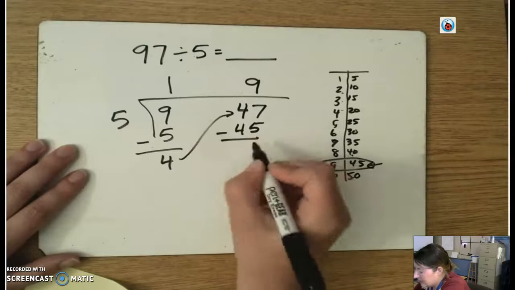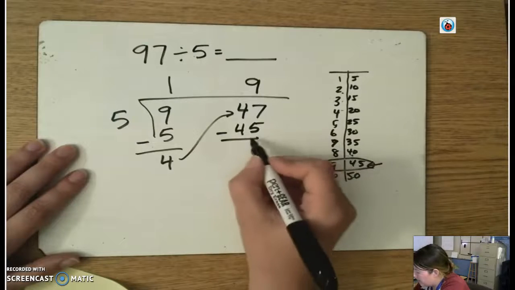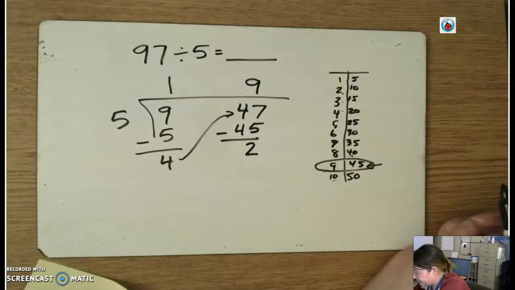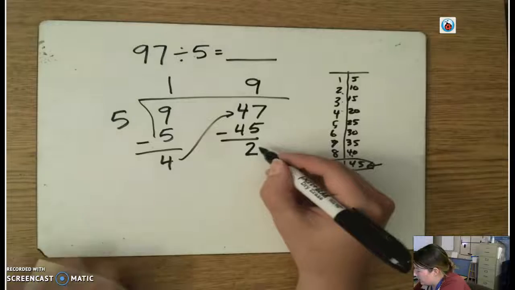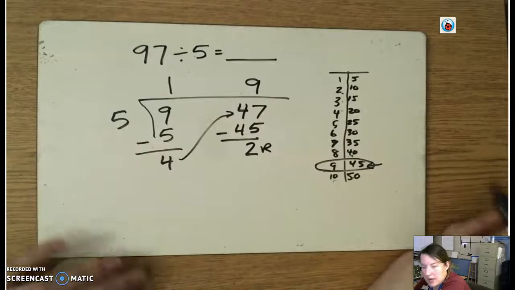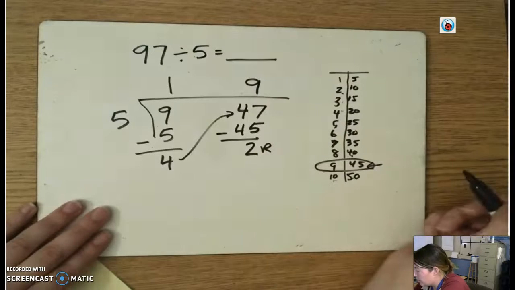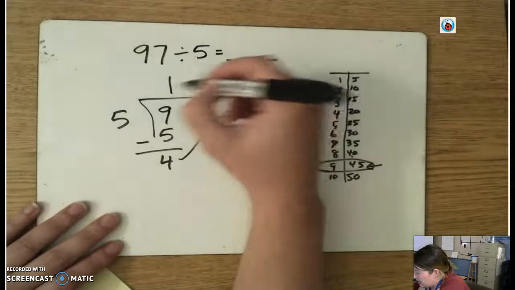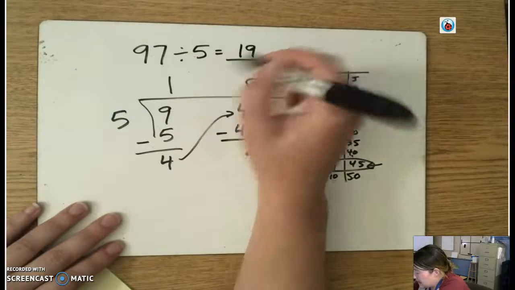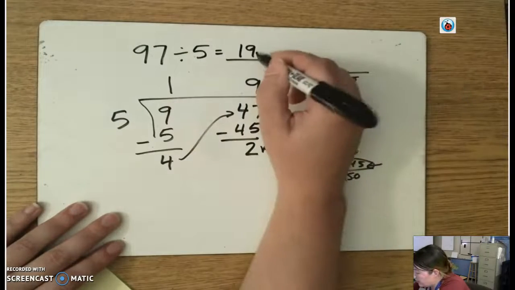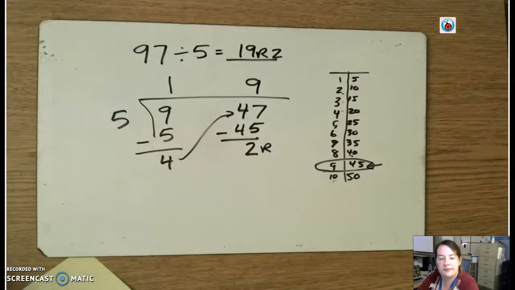So if I do 47 minus 45, I would realize I would have 2 extra pieces. 2 extra pieces left over. So this is my remainder because there's nothing for me to bring it over to. So for this, my answer is 19, remainder 2. You're going to try it by yourself on the next page.